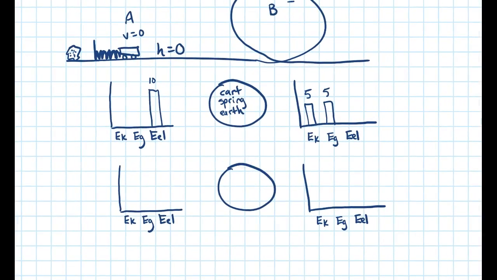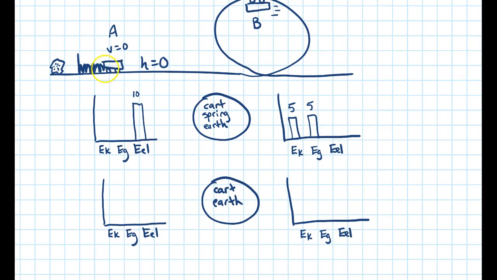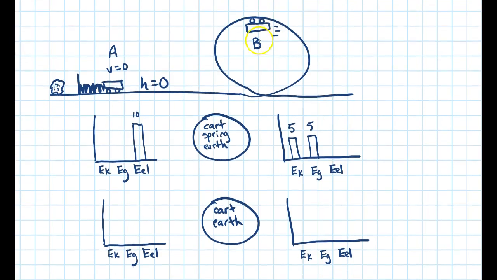So this time, I'm just going to choose the cart and the earth for my system. And using that as my system, I'm not changing what happened. The cart has still been launched by the spring up and around this loop-de-loop. But I'm only going to account for the energy contained by the cart and the earth this time in my charts. So at point A, looking just at the cart and the earth, I see that there's no energy here. Nothing is compressed or stretched in the cart or the earth. The cart is not elevated, and the cart is not moving. So that's empty.